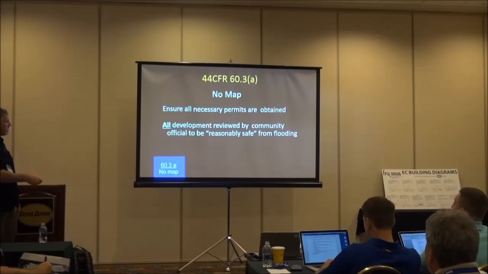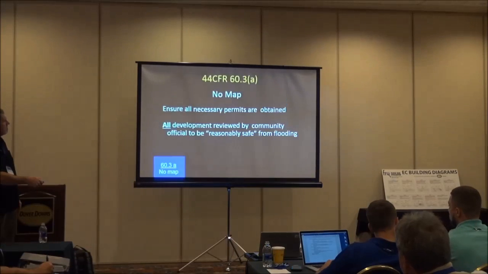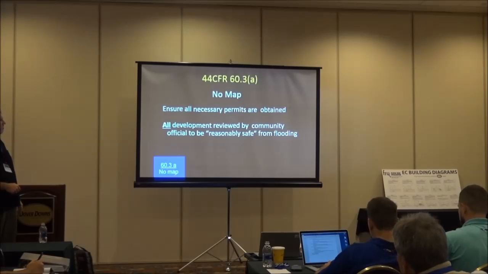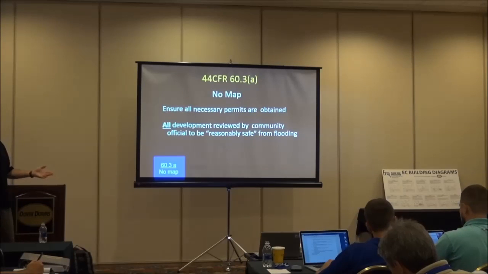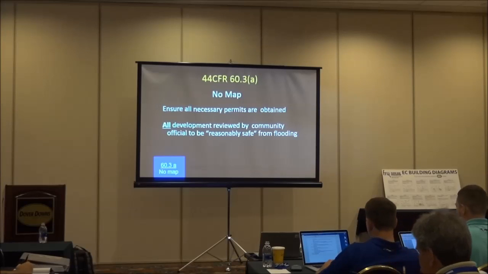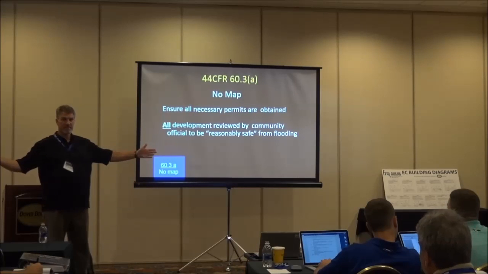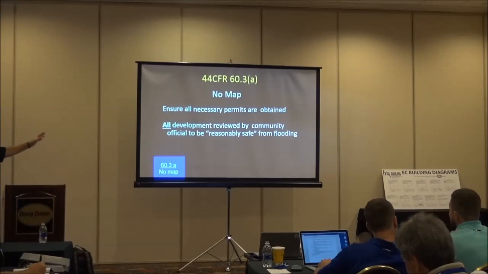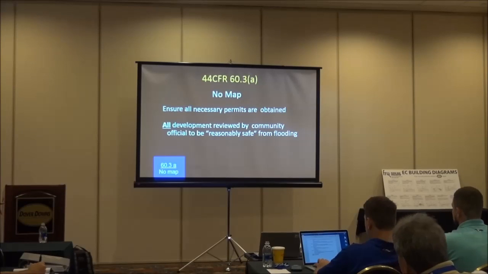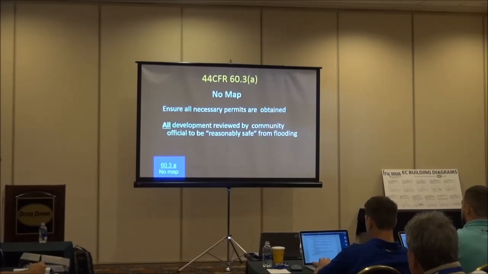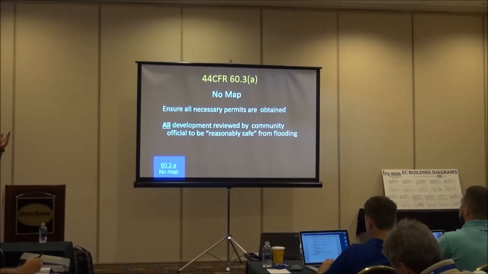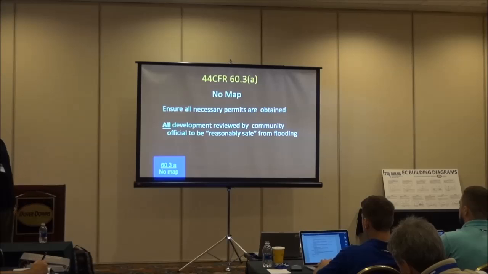So our very first step, keep in mind, here's what we're looking at. We're looking at a step. No map. 60.3(a) says, I don't have a map. My development is so new, or my county, my municipality is so new to the NFIP, we don't have a map. And there's still areas that don't have a map. So if I don't have a map, my community official, could be my building official, floodplain administrator, mayor, whoever's tasked with being the community official, has to deem that things are reasonably safe from flooding.